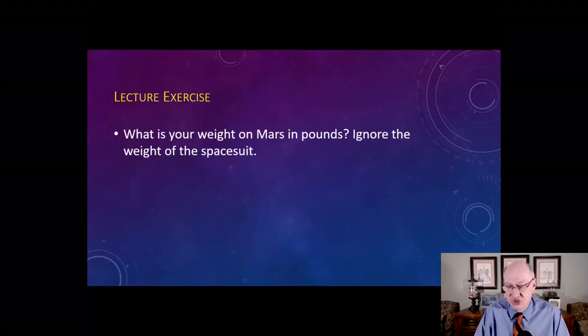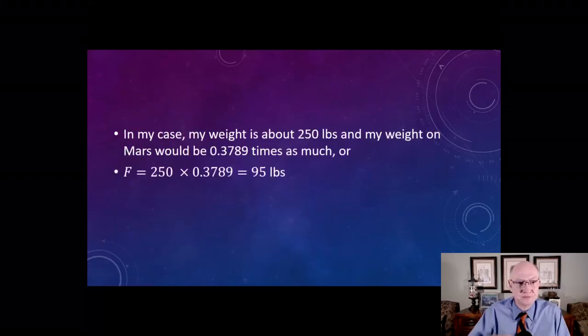All right, welcome back. What did you get? Well, let's do it for me. In my case, my weight is about 250 pounds. So my weight on Mars would be 0.379 times as much, or about 95 pounds. So I weigh 250 pounds on the Earth, and I would weigh about 95 pounds on Mars. So that's how you go about calculating your weight on other planets.